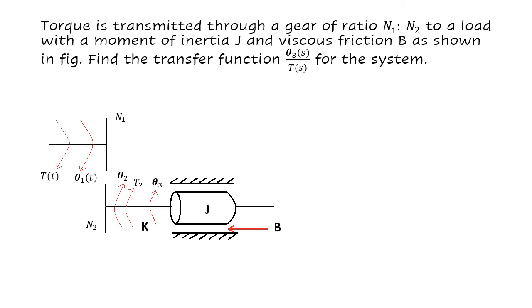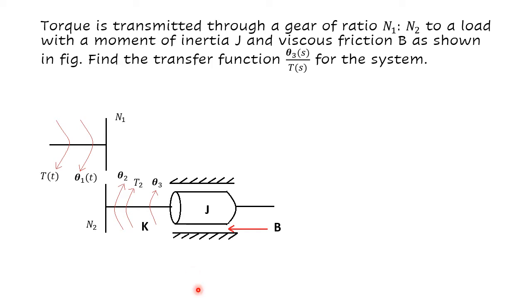So the first question is: the torque is transmitted through a gear of ratio N1 is to N2 to a load with the moment of inertia J and viscous friction B, as shown in the figure. Find the transfer function theta 3 of S by T of S for the system.